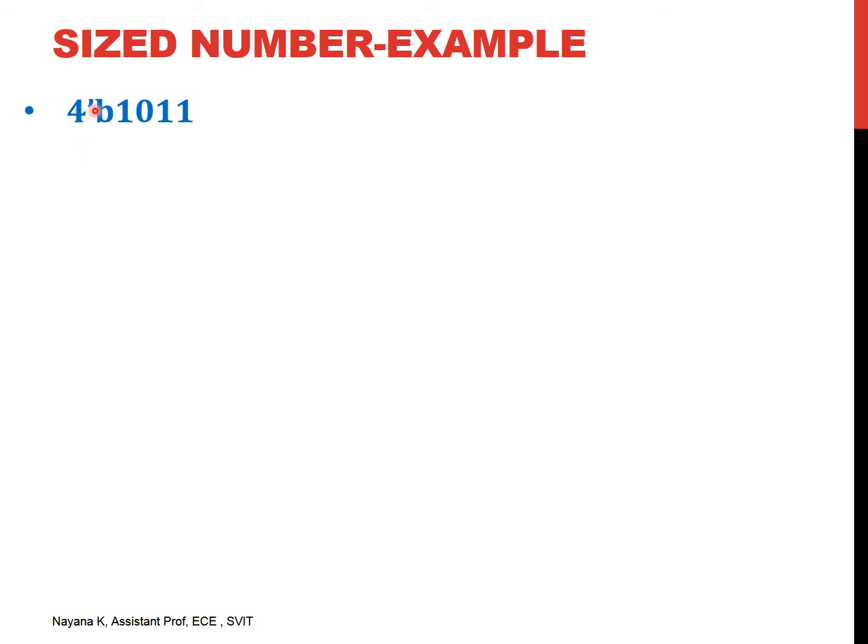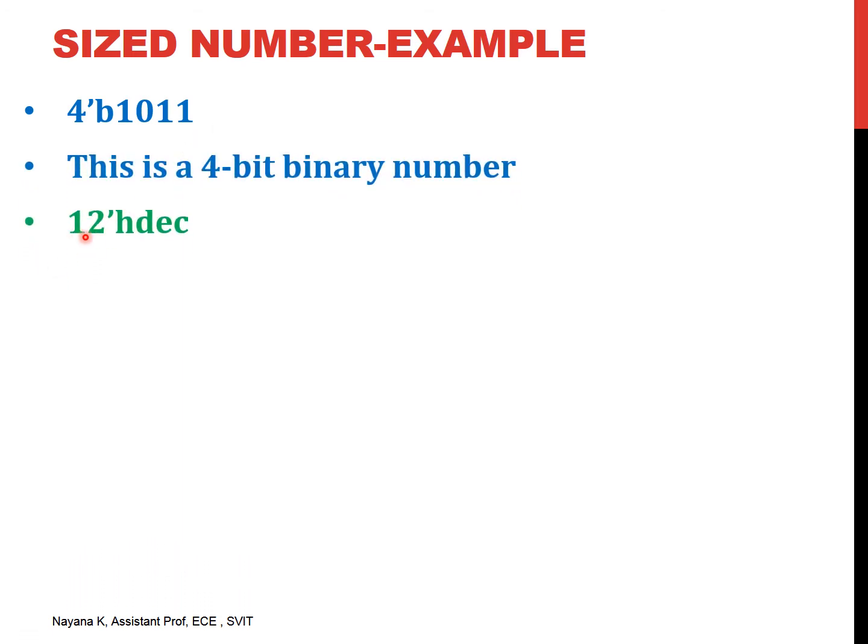Tick B indicates it is binary, a 4-bit binary number. What is the number? 1011. So this is a 4-bit binary number. Next, 12 tick HDEC.